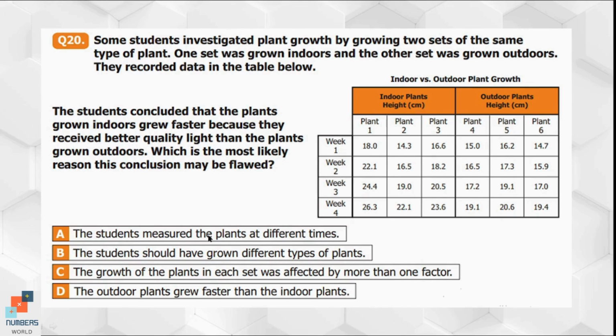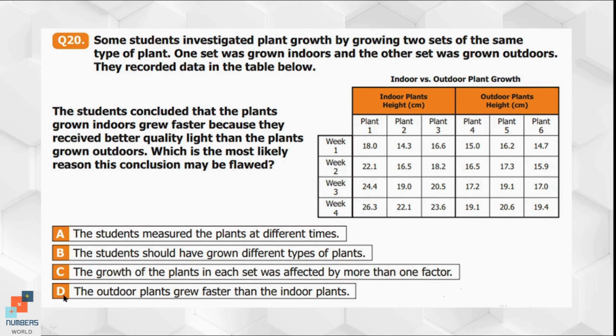Option A, the students measured the plants at different times. No such information is given in the paragraph, so we cannot choose option A. Option B, the students should have grown different types of plants. If they change the types of plants, then it will not be a fair test. So that's why we cannot choose option B. Option C, the growth of the plants in each set was affected by more than one factor. Option D, the outdoor plants grew faster than the indoor plants.